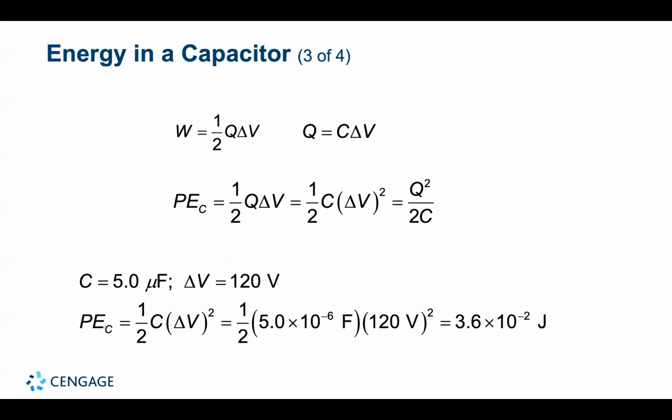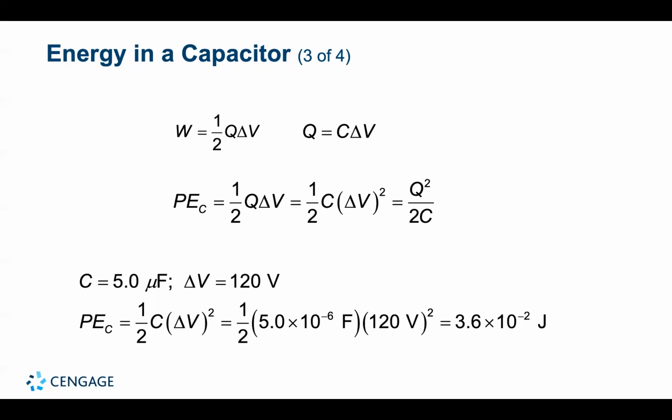As we know, W is also the energy stored in the capacitor. From the definition of capacitance, we have Q equals C delta V, so we can express the energy stored in a capacitor three different ways. We have an example here, and this is some stuff that is also in the textbook. So we're just showing a quick example of how we could play this out.